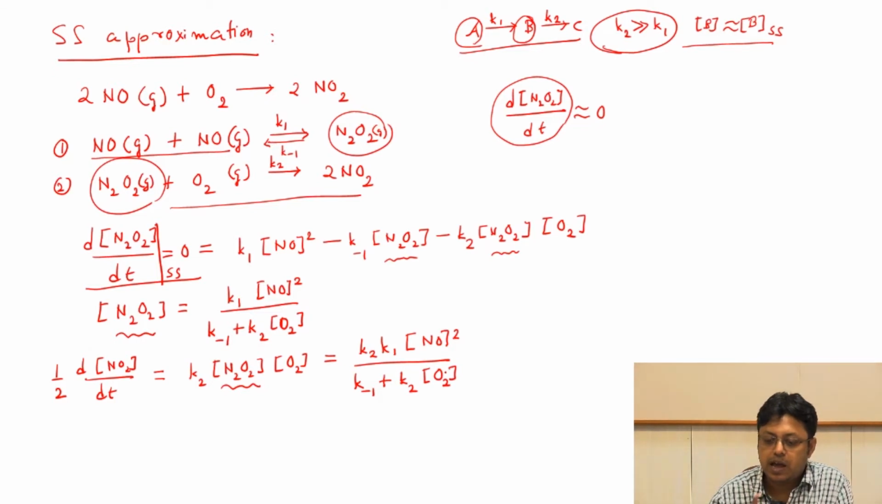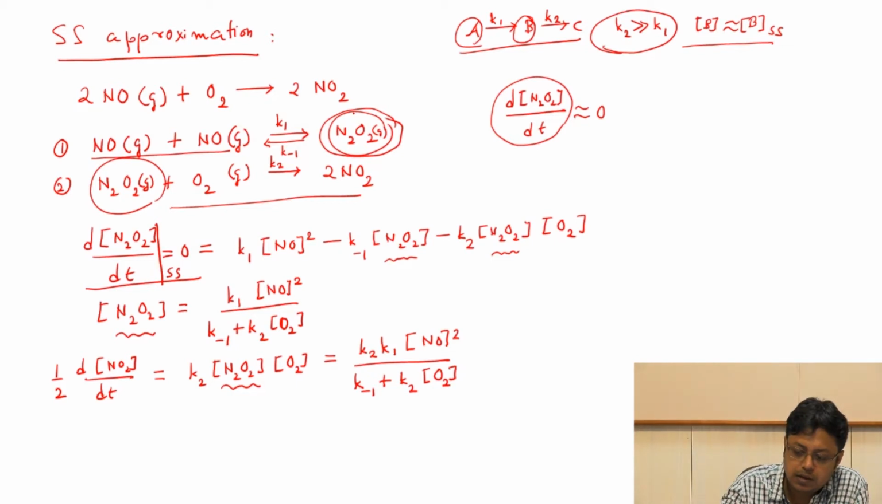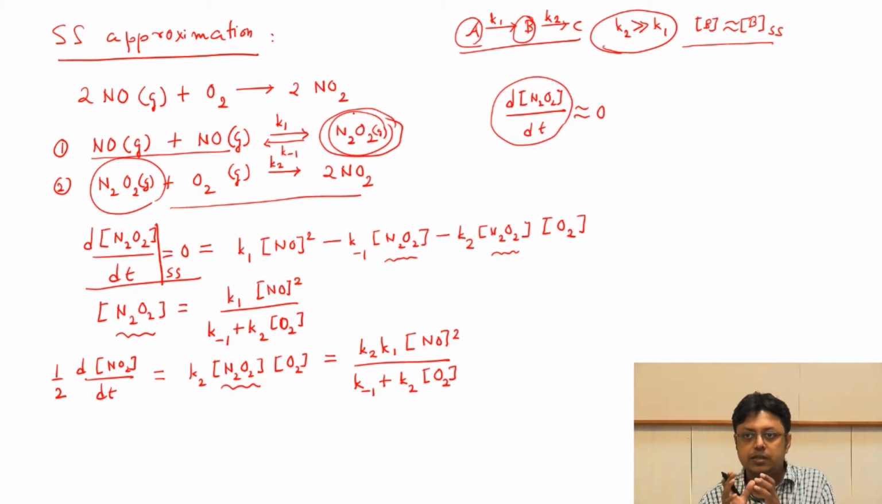Now you see that we have not yet discovered the observed rate law. We have to make a further assumption. What is this assumption? Think about it. Once I form this N2O2, it's an intermediate, and we approximated that its concentration is steady state. That's why we made it 0. Now the question is, what are the conditions that make this steady state valid?